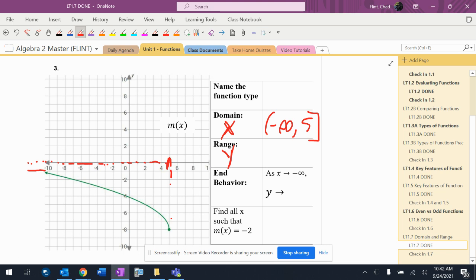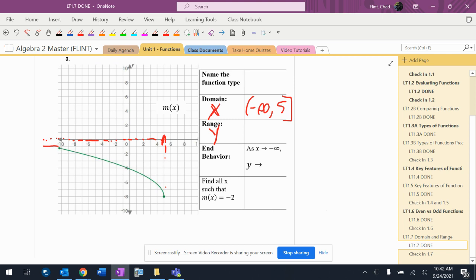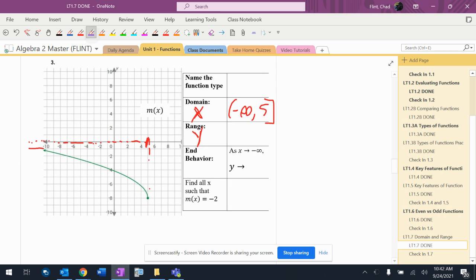The range are all the possible y values you can get. All right, so again, these are a little bit harder here. The smallest y value on this graph is going to be down here at that point, which is right there at -8. And it's a filled in circle. So it's going to be -8.